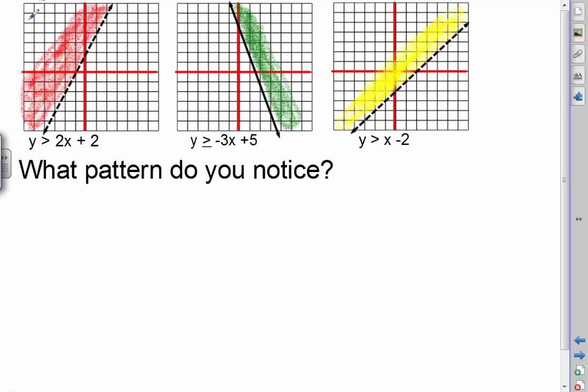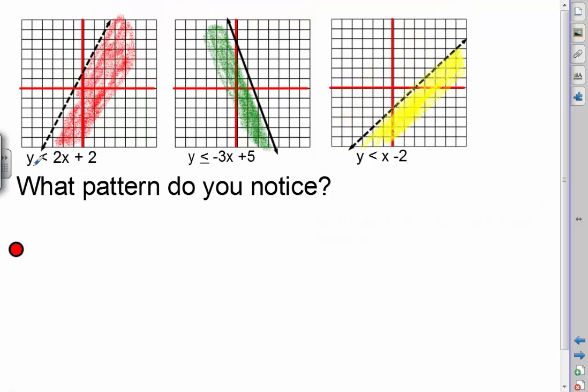Alright, what pattern do you notice? It says y is greater than, we shade above it. Y is greater than or equal to, we shade above it. Y is less than, we shade below it. So there's a pattern. If it says less than, you shade below it. If it says greater than, you shade above it.